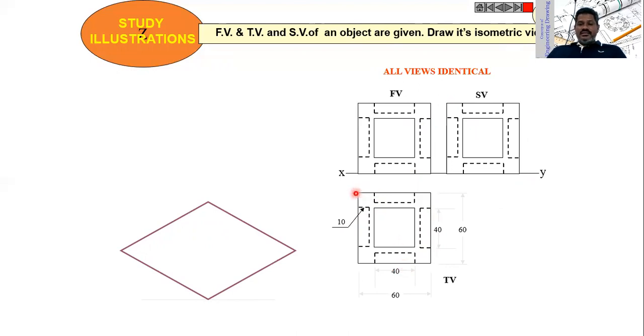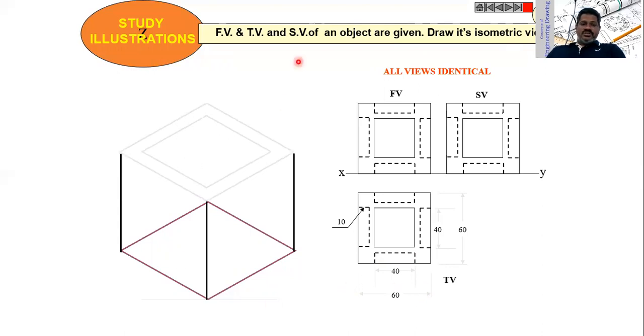Then all the sides are 60, as you can see here. Okay, we have a cube. On each face of the cube there is a depression of 40 by 10, 40 by 10 depth. Now construct a cube of 60 by 60. On each face we need to construct the depression of 40 and 10.